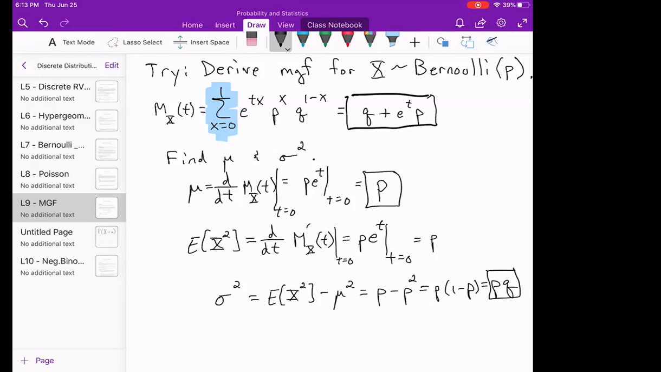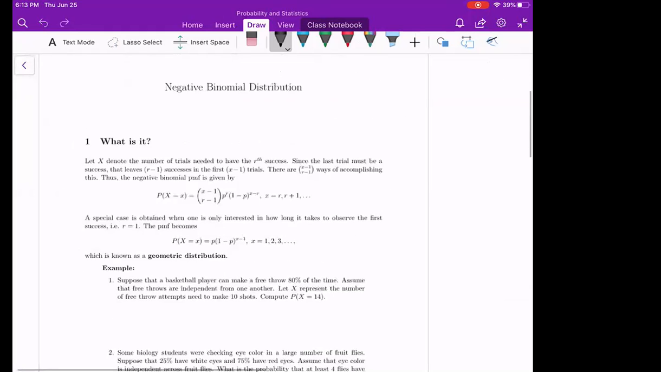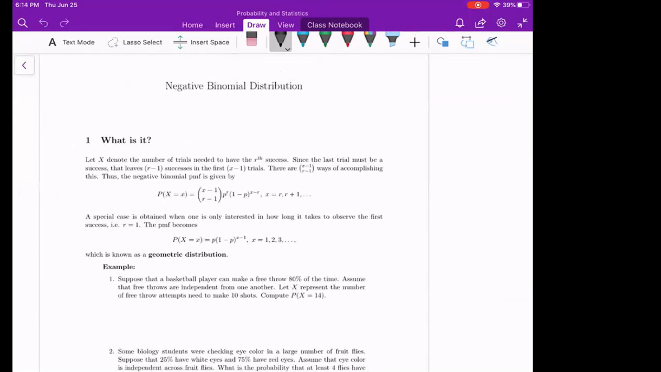Thoughts, questions, concerns? All good. All right. So let's move on to the last topic then. This is the last distribution in the discrete chapter that you will learn formally. It's called the negative binomial distribution.